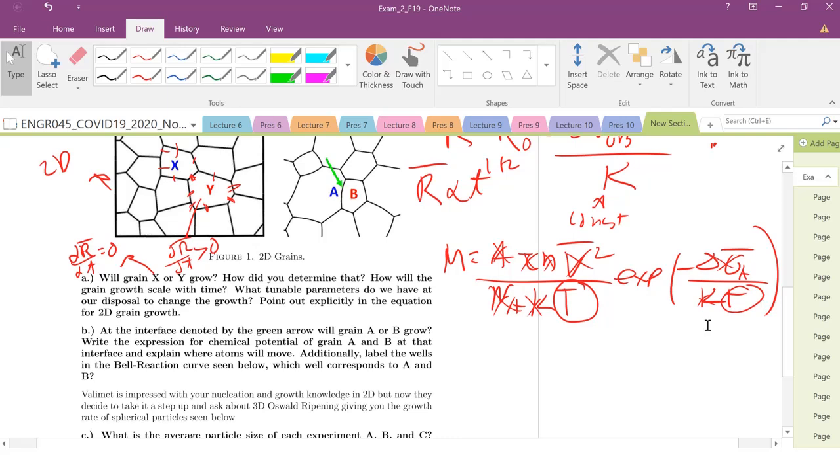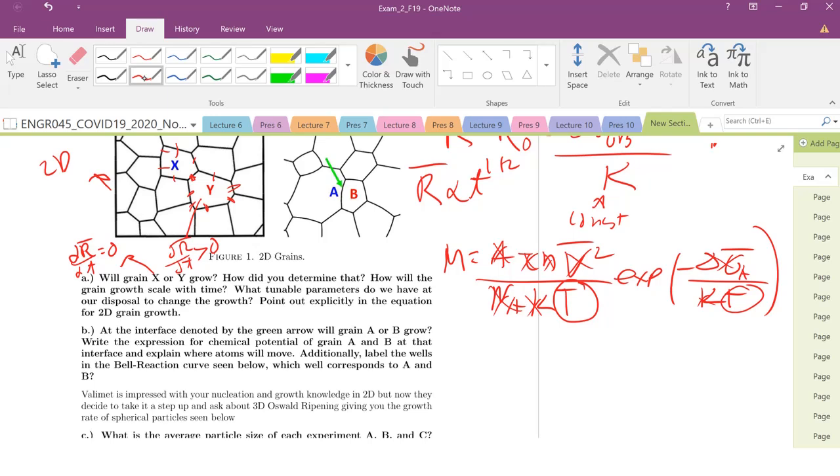So part B, at the interface denoted by the green arrow, will grain A or B, so this grain boundary, will this grain shrink, or where is it going to move? Will A or B grow? So we need to write the expression for chemical potential at the interface and explain where atoms will move.